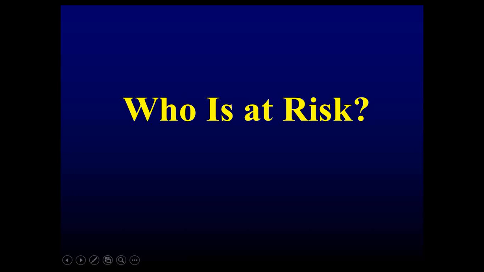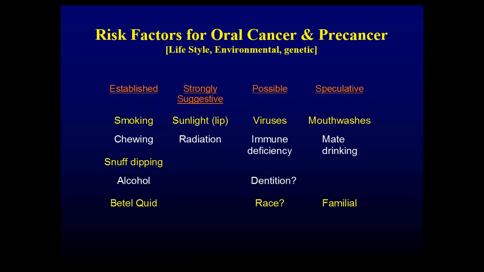So, keeping the global perspective of oral cancer in mind, one should like to know why there is such a wide geographic variation, what is the reason behind it, and so who is at risk. I personally divide the risk factors into 4 categories. The ones which are established, well researched over the years, with strong evidence to support their role in the carcinogenesis of oral cancer. And then we have strongly suggestive, possible and speculative.